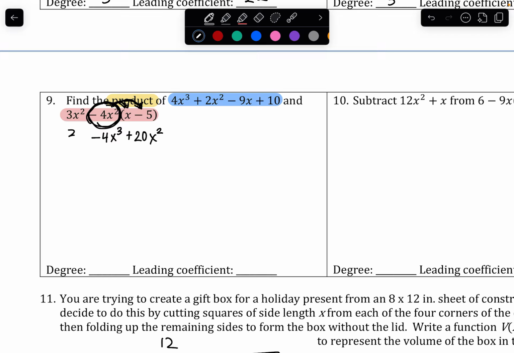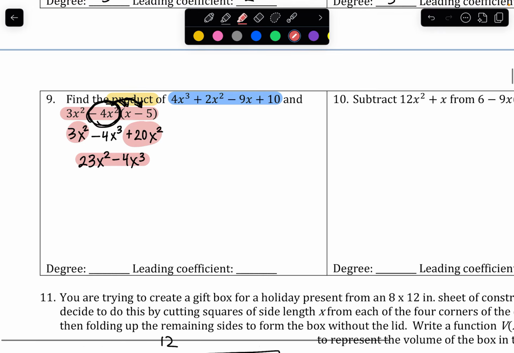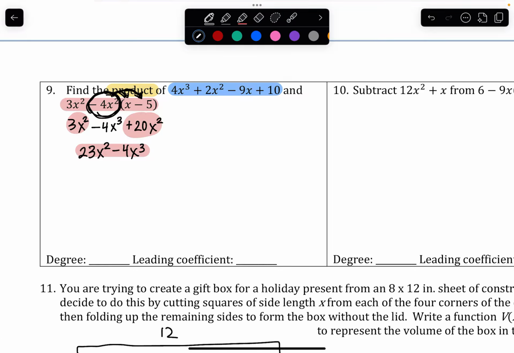Okay, and then we have the 3x squared here. And so we actually have some like terms we can combine. 3x squared and 20x squared would be 23x squared minus 4x cubed. Okay, and so now we are multiplying this red polynomial, we've simplified it, by the blue. I'm going to write the blue along the top in order. It's already in order. 4x cubed, 2x squared, negative 9x, and 10.